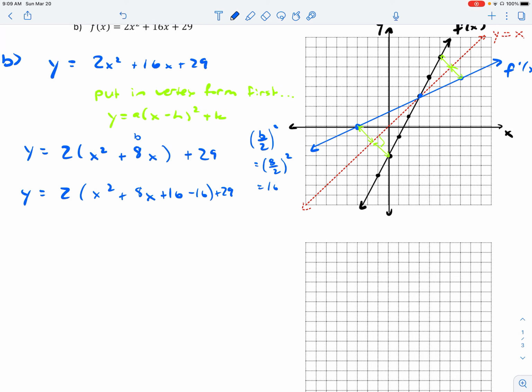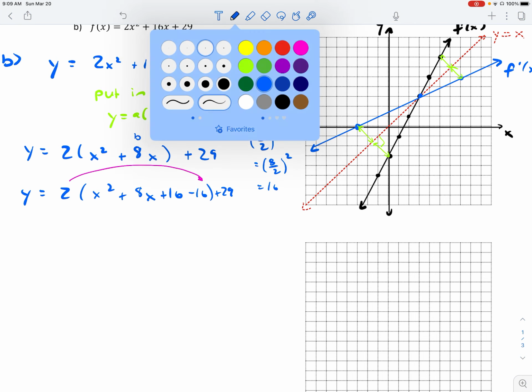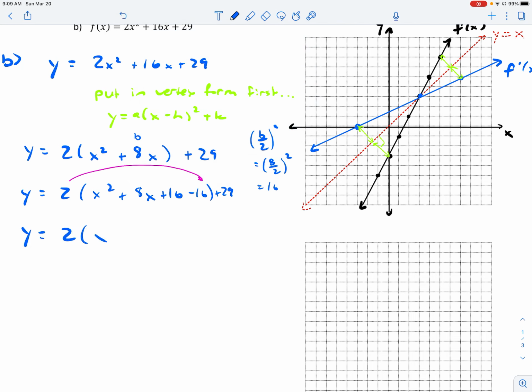All right. Before I factor, I'd like to take out this negative 16. I'd like to take it out of the bracket. I can't just take it out because everything in the bracket is supposed to be multiplied by 2. So I'm going to do that first. I'm going to multiply the negative 16 by 2. So we have y equals 2, x squared plus 8x plus 16, close up the bracket, minus 32. Okay, negative 16 times 2 is negative 32. Then we have plus 29.